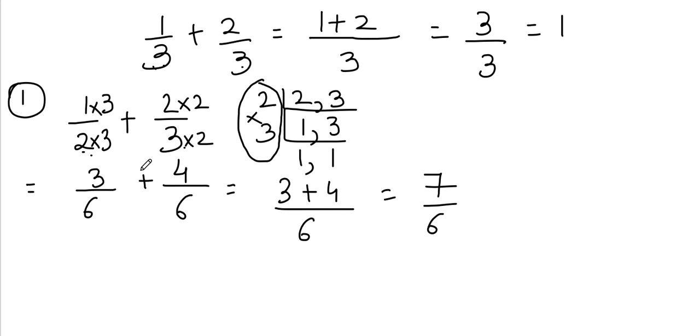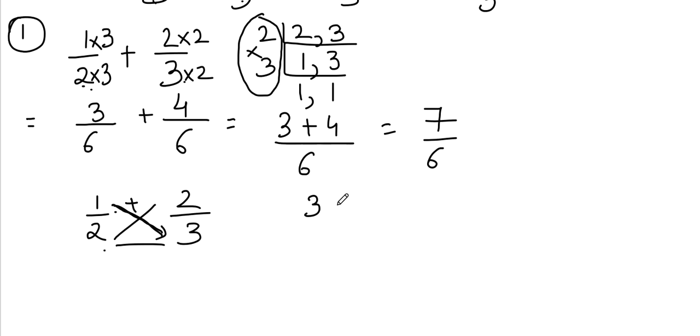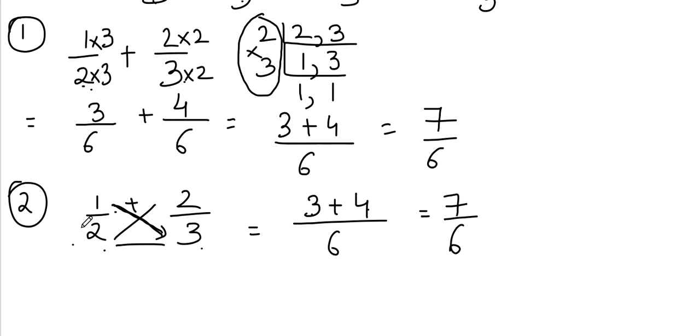If you're not comfortable with this method, I will show you another method. If it's 1 upon 2 plus 2 upon 3, you can directly use this method. So what does this method mean? This line denotes 1 into 3, you write 3 over here. 2 into 2, you write 4 here, upon 2 into 3 gives you 6. So that is 3 plus 4, which is 7 upon 6. I think that's clear. This is another method. Whichever method is comfortable, you use that method.